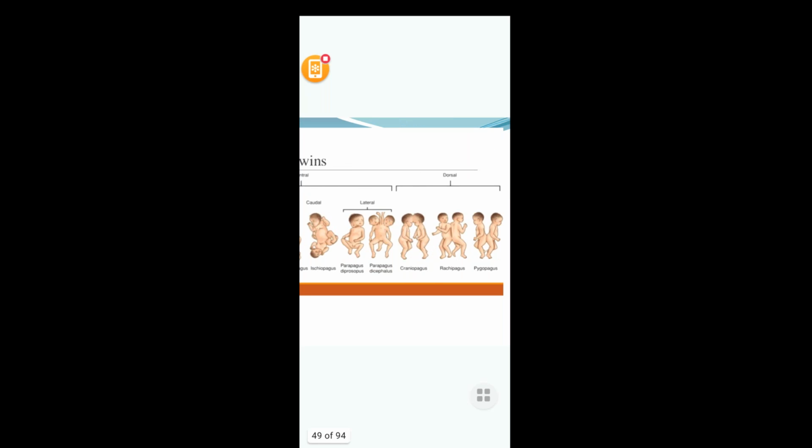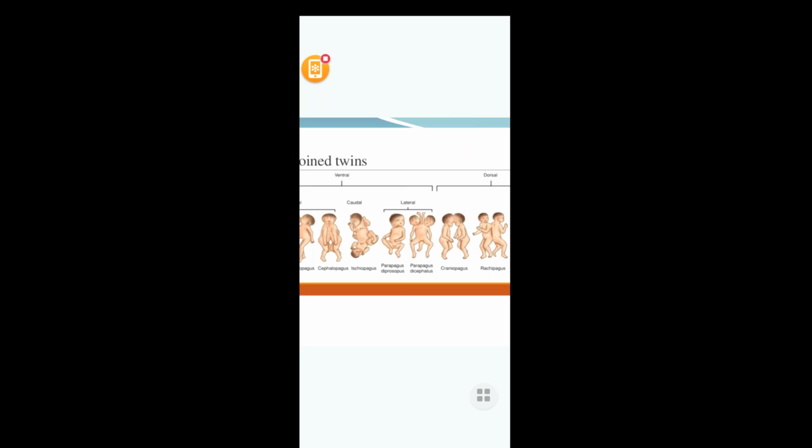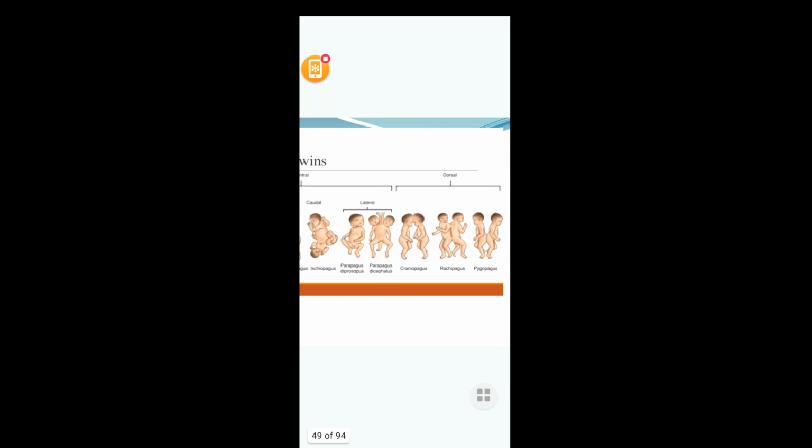When it is a dorsal attachment, it might be craniopagus, rachipagus, or pygopagus: head, back, or buttocks. These are the different varieties of conjoined twins, differentiated based on the type of attachment, that is ventral or dorsal. Based on ventral, depending on exactly where it is attached, it is again divided into omphalopagus, thoracopagus, cephalopagus, craniopagus, rachipagus, and pygopagus.